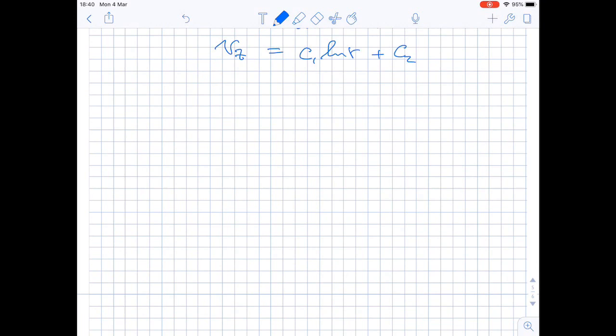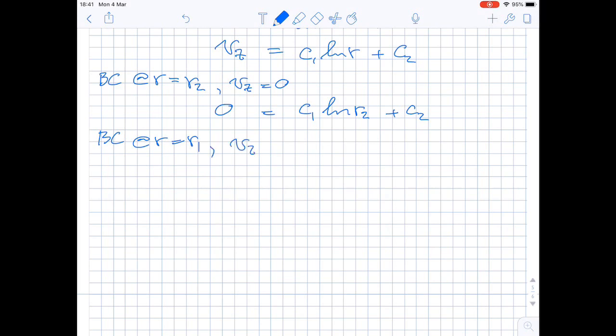Again, two boundary conditions are required, and we know that at r equal to r2, Vz is equal to 0. So 0 equal to c1 ln r2 plus c2. Another boundary condition: at r equal to r1, Vz equal to capital V. So capital V equal to c1 logarithm of r1 plus c2. This is the first equation, this is the second equation. Two equations with two unknowns, c1 and c2.